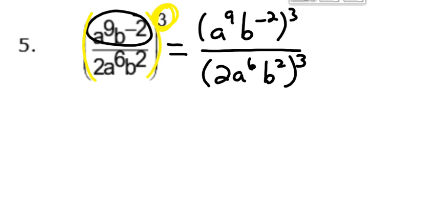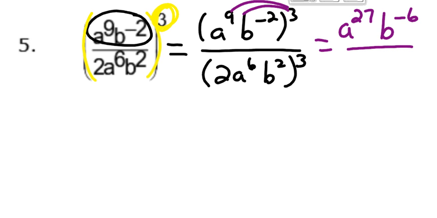All right, so let's distribute that through. So I'm going to distribute that 3 all the way through. So a to the 9 times 3 gives me a to the 27. And b to the negative 2 times 3 gives me b to the negative 6.